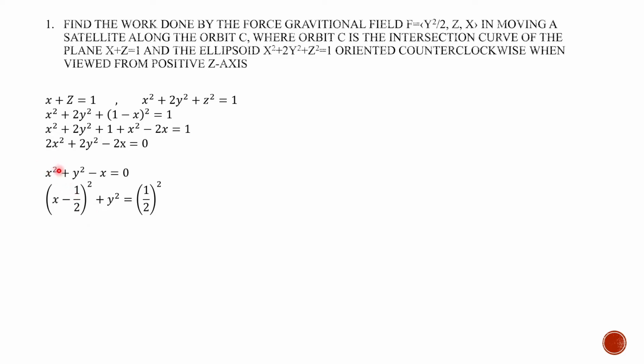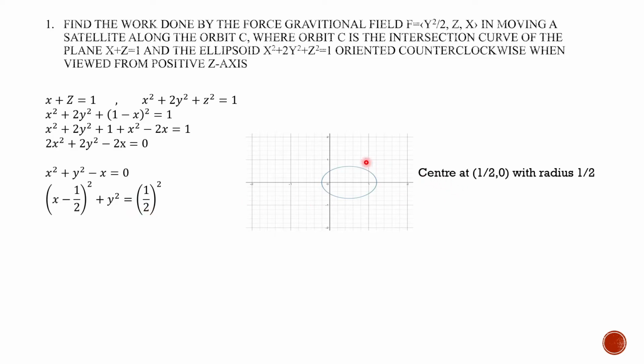Then we complete the square for x squared minus x. We get (x minus 1/2) squared plus y squared equals (1/2) squared. So this is a circle with center at x equals 1/2, y equals 0, and radius 1/2. So we get (x minus 1/2) squared plus y squared equals 1/4.